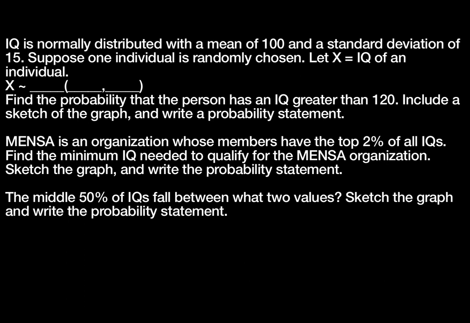Sounds good. IQ is normally distributed with a mean of 100 and a standard deviation of 15. Suppose one individual is randomly chosen. Let X be the IQ of an individual. How would I fill this in? Think, but don't say it out loud.